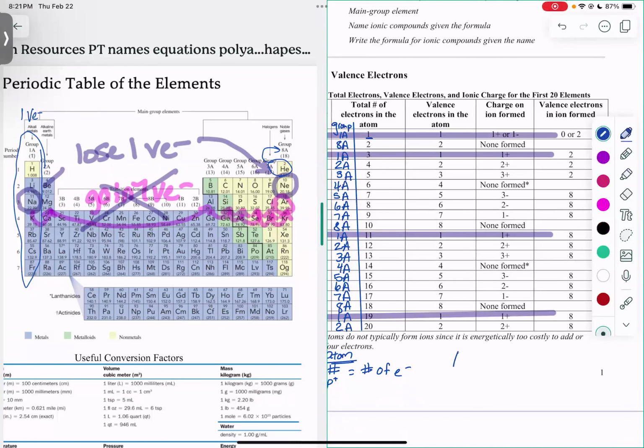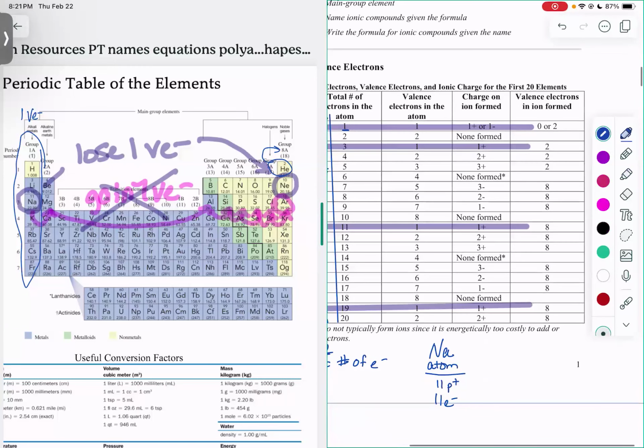If we have sodium, the neutral atom has how many valence electrons? Well, let's do this. How many total electrons? It has 11 total electrons. And if it's a sodium atom, then that means it must have 11 protons. Now, we just said that the sodium atom is going to turn into a sodium ion to get that complete octet. To get that complete octet, it's going to lose 1 valence electron.